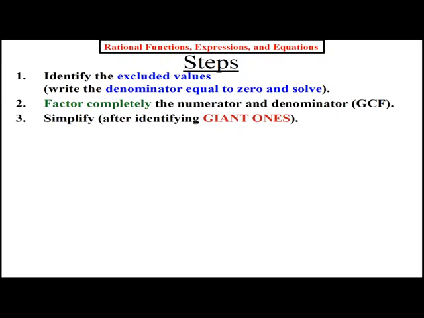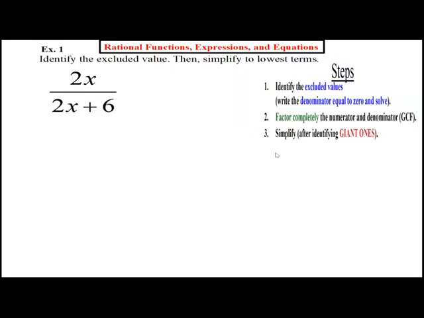Copy that. I'll give you 2 minutes. Dos minutos. Go. All right, you should have already copied those. Once again, number 1, identify the excluded values, which says write the denominator equal to 0 and solve. Step 2, factor completely the numerator and denominator, which is the GCF. And step 3, simplify, which is after identifying the excluded ones. All right, copy this one.